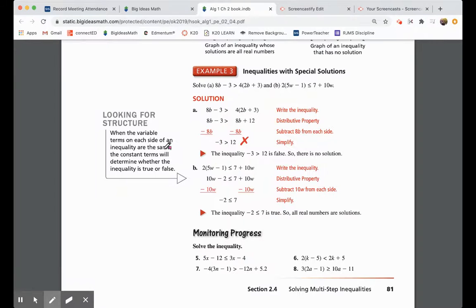So this is where we'll look at what I was telling you about. So this says solve, and they give us 2 problems. So we have 8b minus 3 is greater than 4 times 2b plus 3. Just looking at that, it looks pretty confusing, but take it step by step. We know we're solving for b, and if we go back and look, we have 2 b's, so we're going to have to get those together.